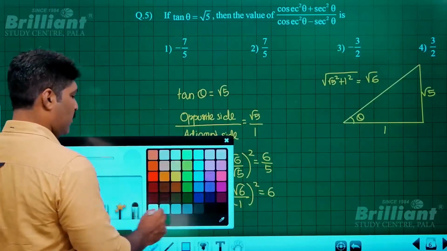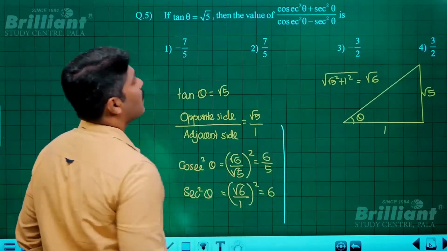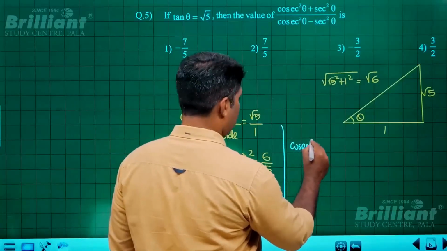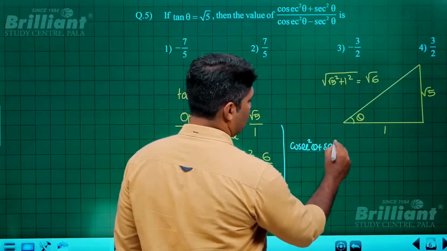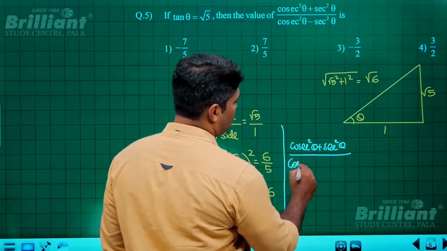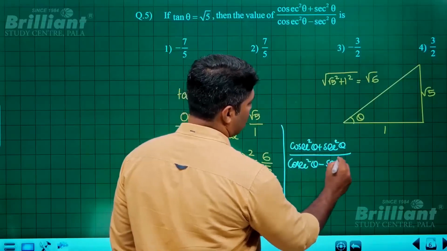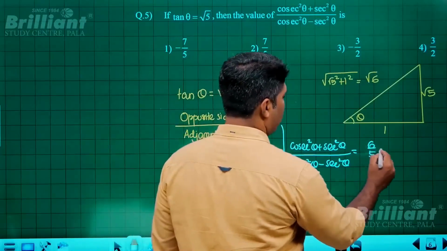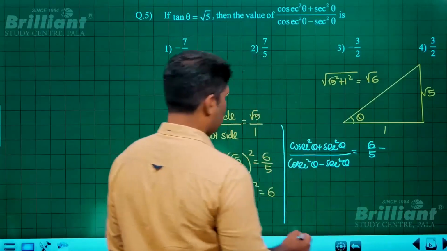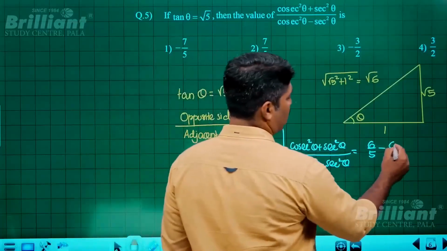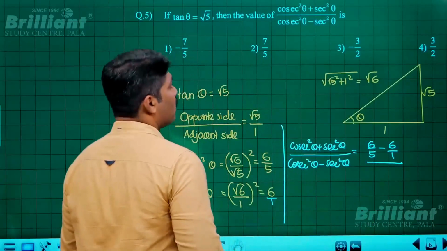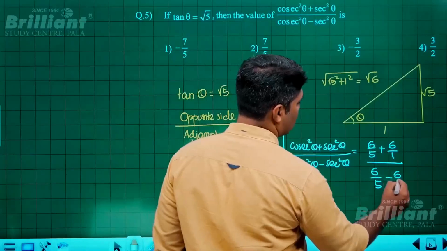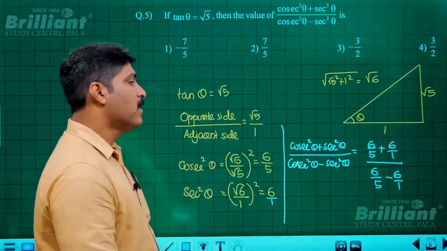So here the required expression becomes cosec square theta plus sec square theta, divided by cosec square theta minus sec square theta. The cosec square theta we already got as 6 by 5, minus sec square theta, which is 6 by 1. The numerator is the sum, the denominator is 6 by 5 minus 6 by 1, and 6 by 1 means 6 itself. Got it? So you just simplify it.